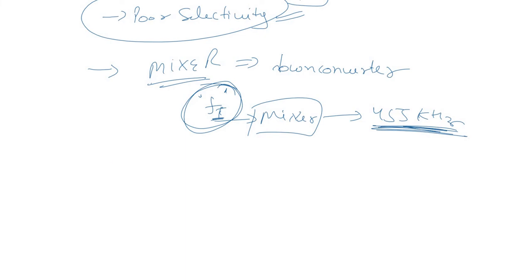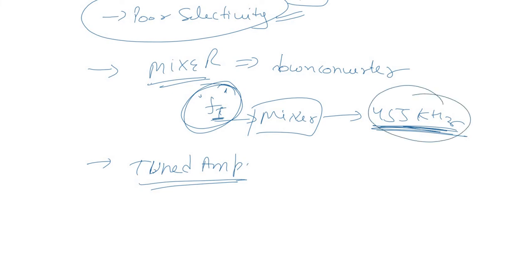Okay, so now what we do is the tuned amplifier has to be tuned only to this particular frequency, so that it can pass the signal centered around this frequency with the bandwidth of 10 kilohertz. The bandwidth of an amplitude modulated signal is 10 kilohertz. So now the quality factor will be 455 kilohertz divided by 10k, that is 45.5, which is a good quality factor to be maintained.